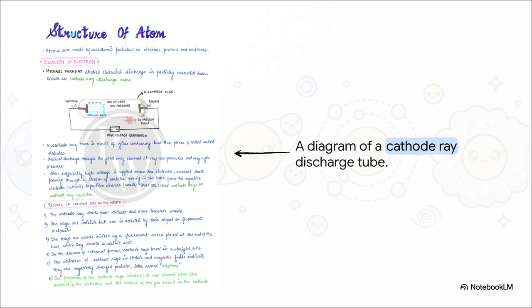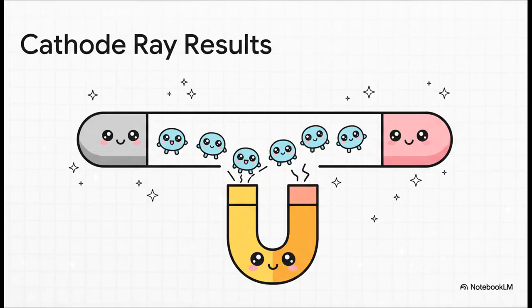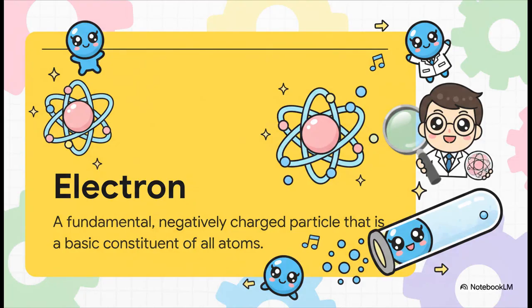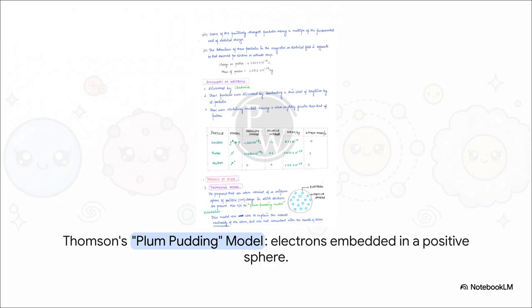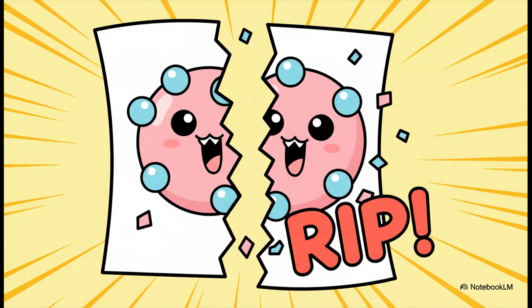Scientists were studying these weird invisible rays in vacuum tubes. Turns out, these rays were made of tiny particles, and they all had a negative charge. J.J. Thomson named them electrons, and get this, they're a fundamental part of all atoms. This led to the plum pudding model, a ball of positive stuff with electrons stuck inside. But this simple idea, a groundbreaking experiment, was about to tear that picture apart.